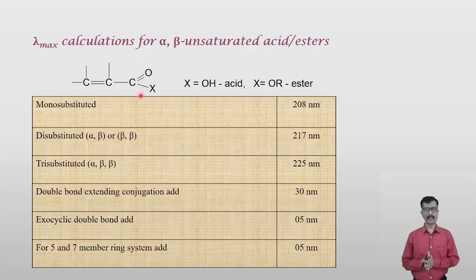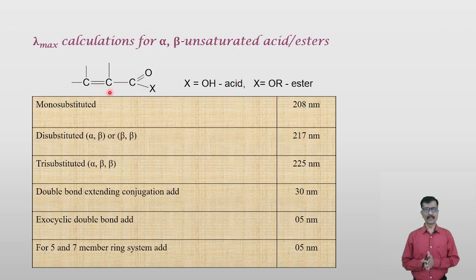Then the next category for calculation of lambda max is alpha beta unsaturated acids or esters. See, this is a functional group, C double bond OX. If X is OH, it is COOH, that is a carboxylic acid. If X is OR, it's a COOR, that is an ester.